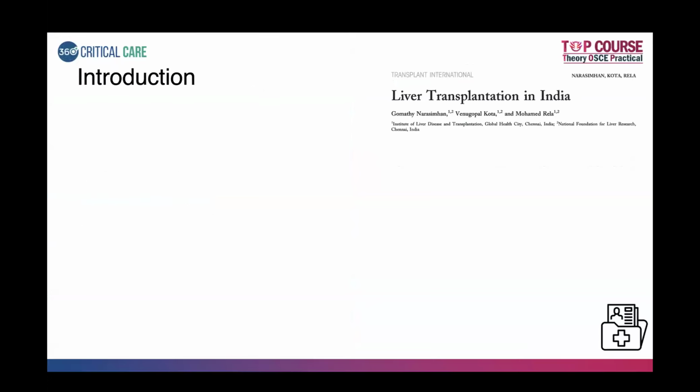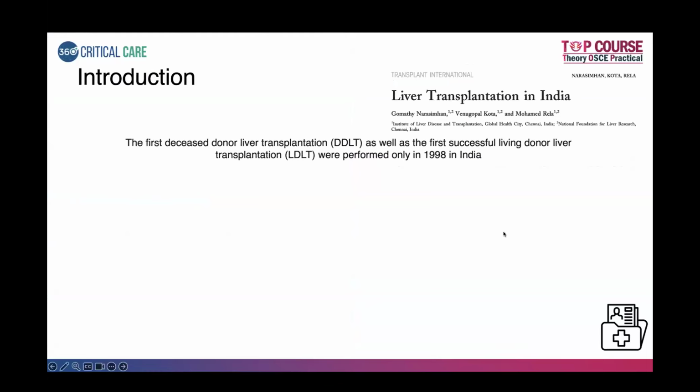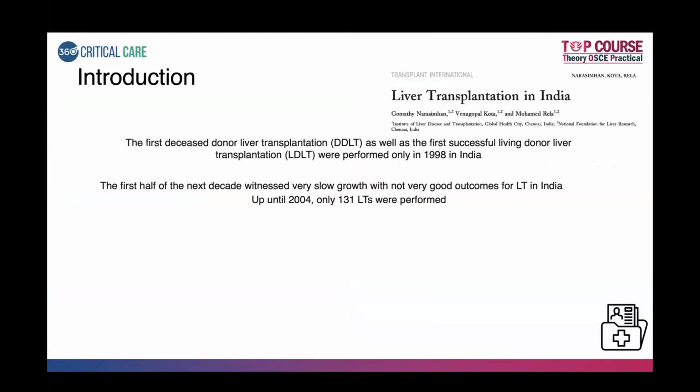Coming to the introduction regarding liver transplant in India, the first deceased donor liver transplant, as well as the first successful living donor transplant, were performed only in the 90s, that is 1998 in India. In the first decade, between 2000 and almost 2010, the outcomes were not good, and up till 2004, only about 130 transplants were done. But in the last decade, from 2010 till now, there has been very significant growth in the number of cases done.